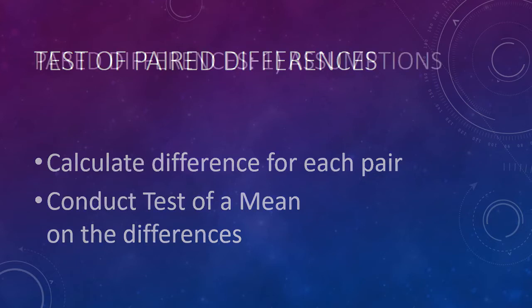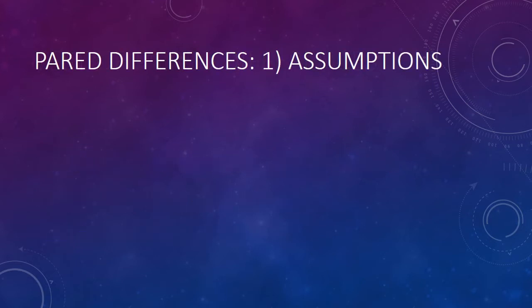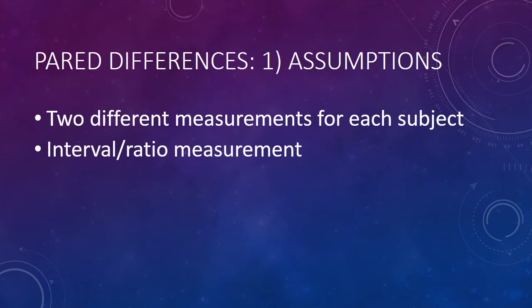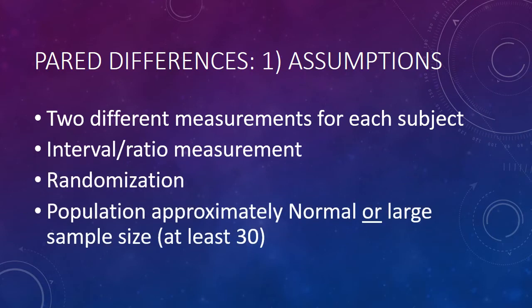First, we have our assumptions. The first and most important assumption is that we have two different measurements for each subject, or other paired observations. Then we have to follow the rest of the assumptions for the test of a mean. So we have to have interval ratio measurement, we have to have randomization, and our population either has to be approximately normal or we have to have a large sample size, at least 30.